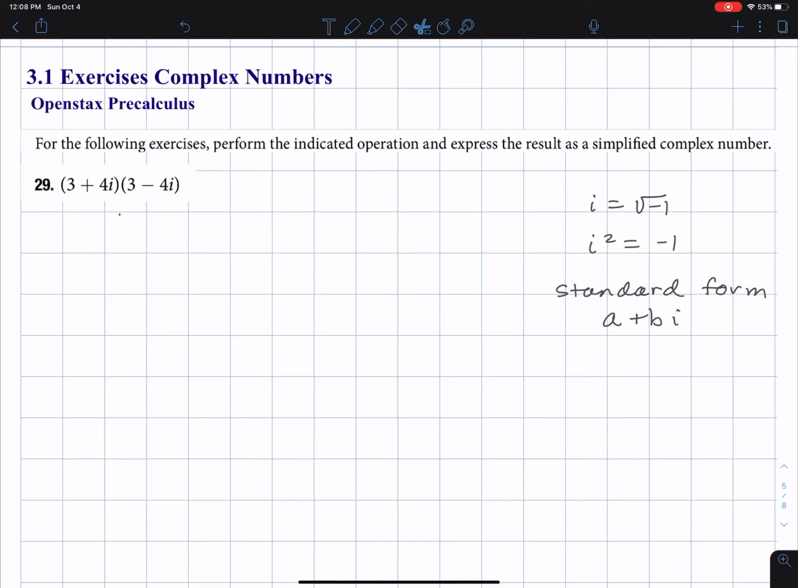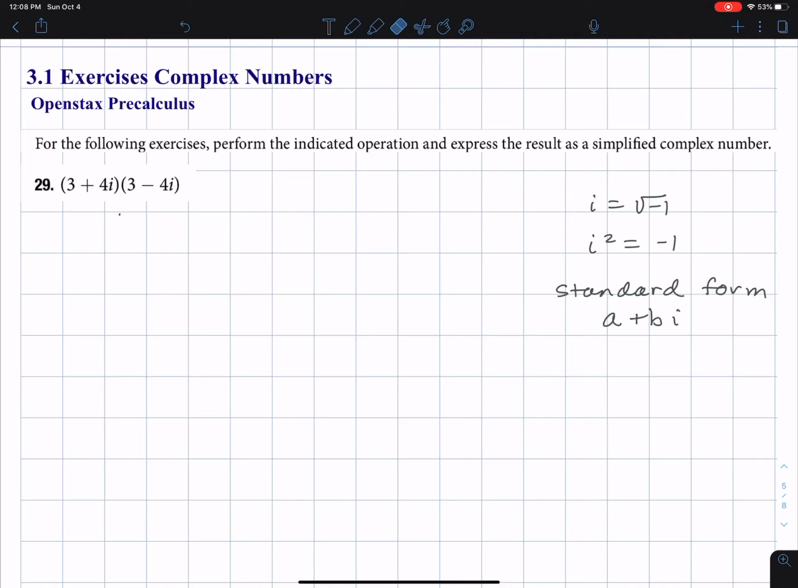Okay, we're going to multiply these two complex numbers, 3 plus 4i times 3 minus 4i. And we're going to write our final answer in standard form, where standard form is the form of a plus bi. We're going to use that i squared is negative 1, where i is equal to the square root of negative 1.